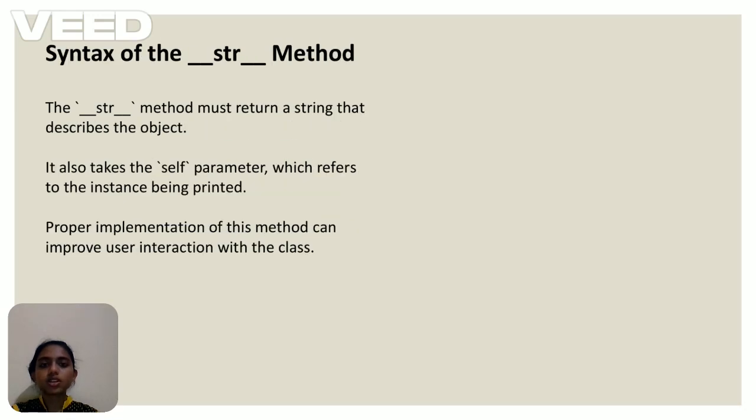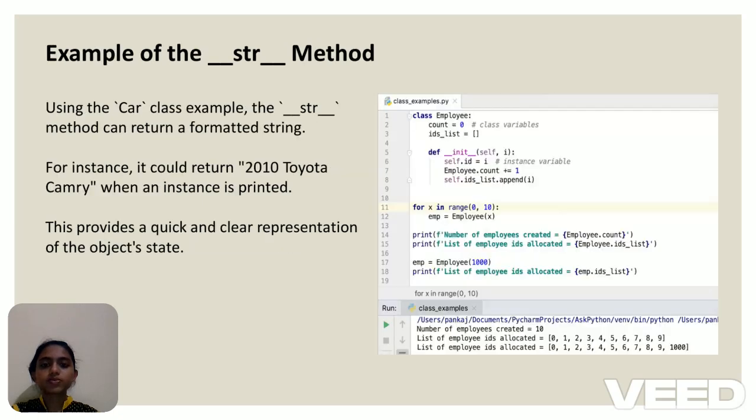Syntax of the str method. The str method must return a string that describes the object. It also takes the self parameter, which refers to the instance being printed. Proper implementation of this method can improve user interaction with the class.